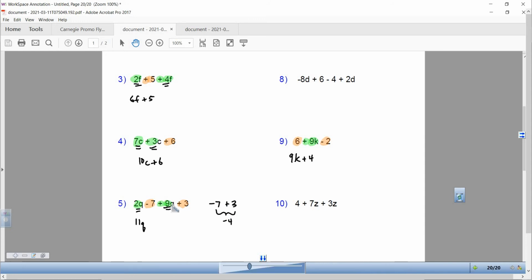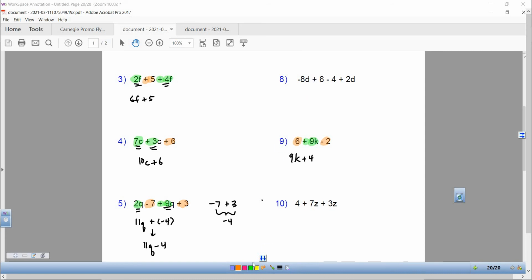So what we really have is 11q plus negative 4, but we don't write it like that. It is considered to be more simplified. We write 11q minus 4. If you put the other as an answer, that is not incorrect. It's just that we like this better. We would rather not have the plus with the negative sign. We'd rather have the minus with the positive number. Just a preference that us math people like.